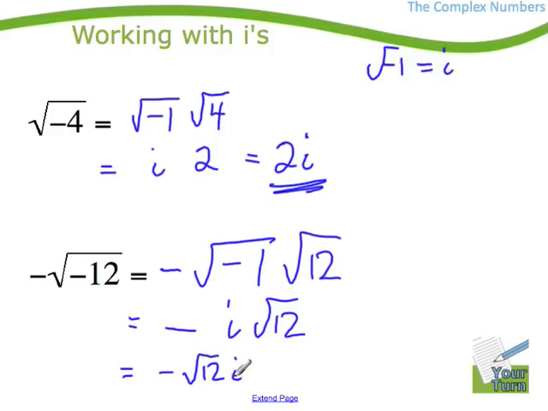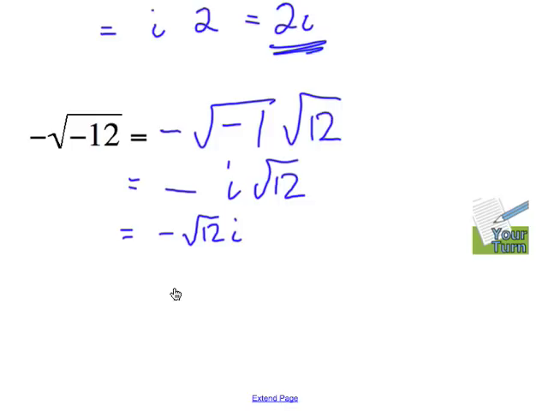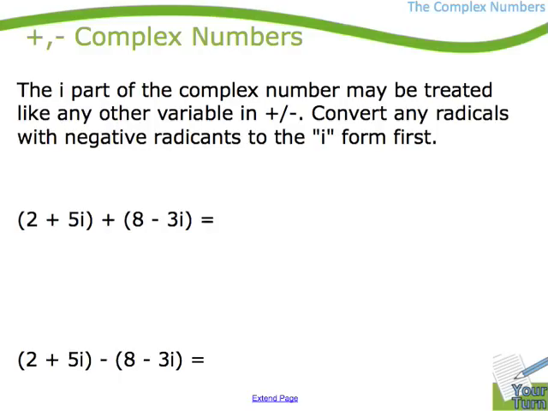Typically we put the i at the end. Make sure it's not under the square root sign. It's always outside there. Oh, root 12, I guess I could rewrite that again, couldn't I? Because root 12 is the same thing as the square root of 4 times the square root of 3. And the square root of 4 is 2. So this would be minus 2 root 3 i. Okay, simplification of that one.